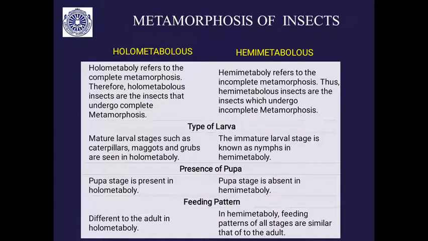So this is the difference between holometabolous and hemimetabolous: complete metamorphosis versus incomplete. The larval stages here are caterpillars, maggots or grubs; there they are called nymphs or naiads. The pupal stage is present in holometabolous insects and absent in hemimetabolous, and in holometabolous the adult differs from the larva. In hemimetabolous insects you will find a similar structure between nymph and adult.